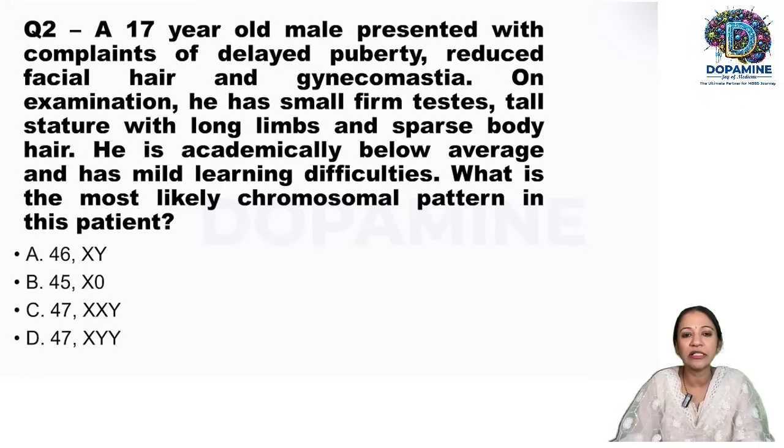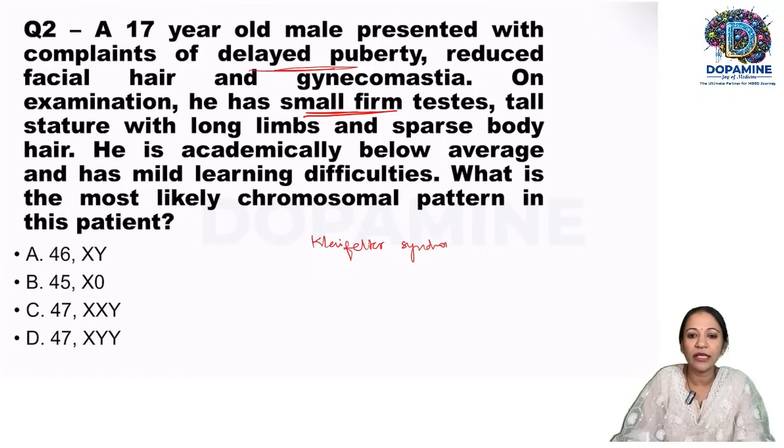So here we have a 17 years old male presented with the complaints of delayed puberty, reduced facial hair with gynecomastia. On examination, he has a small, firm testis. He is very tall with long limbs and sparse body hair. His academics are also below average with mild learning difficulties. So what is the most common chromosomal pattern here? As the scenario says, an adolescent male with delayed puberty, it is a very clear-cut scenario of Klinefelter syndrome.